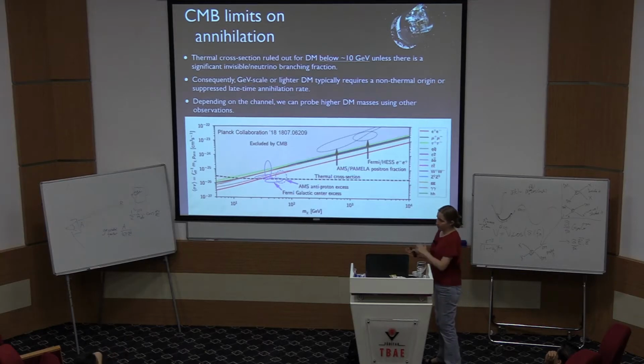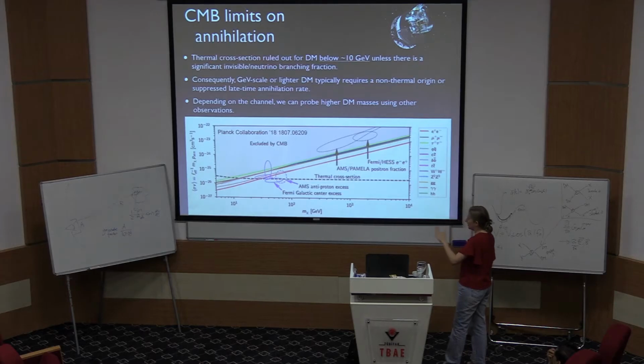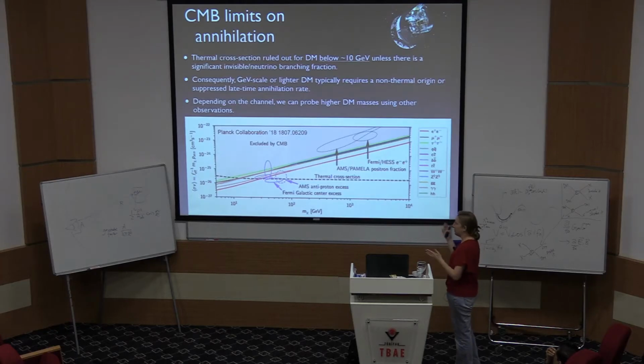That can be because it's non-thermal, or because it was asymmetric, it had anti-dark matter in the early universe and now the anti-dark matter is all gone. It could be because the cross-section is velocity suppressed at late time. So there are various ways to do this, but it places a significant constraint on dark matter models in this MeV to 10 GeV part of the thermal range.